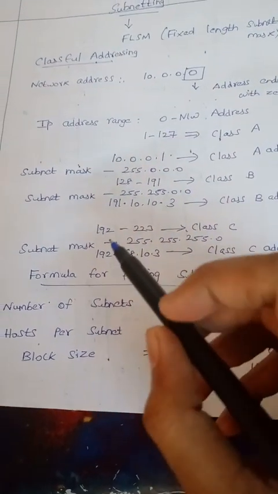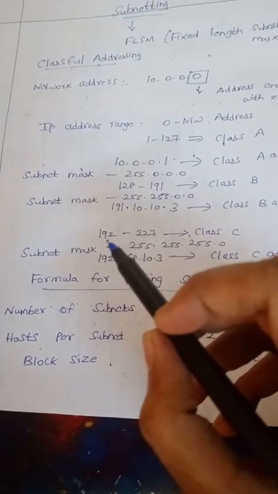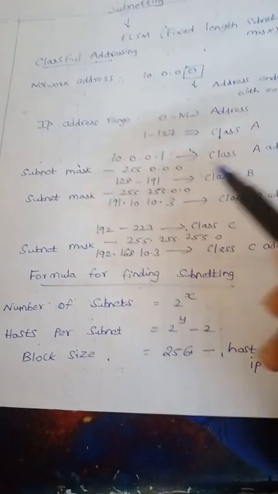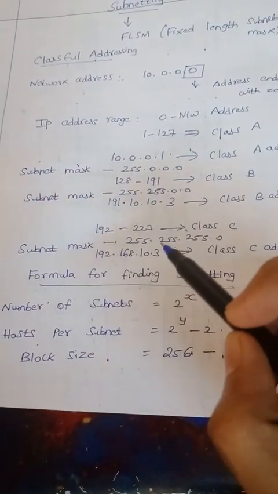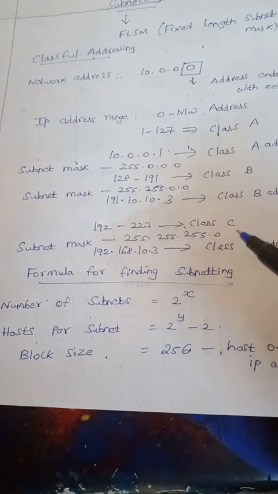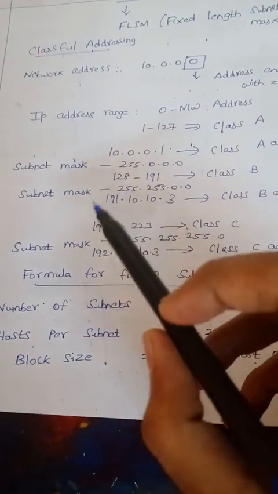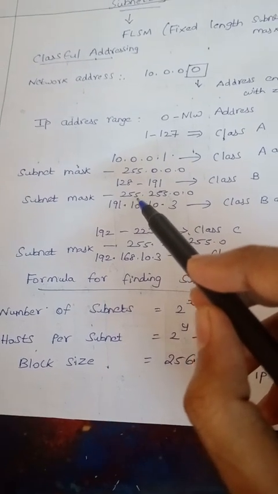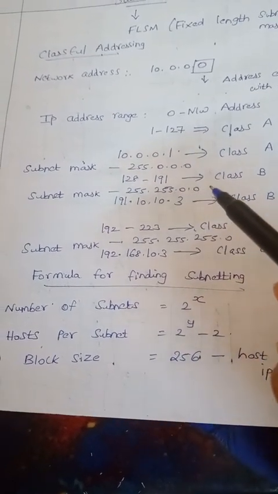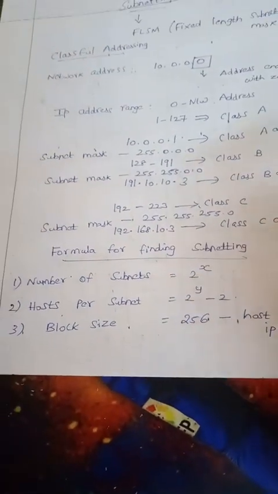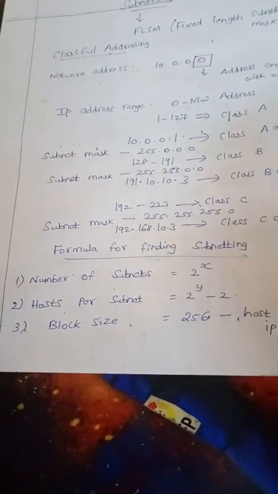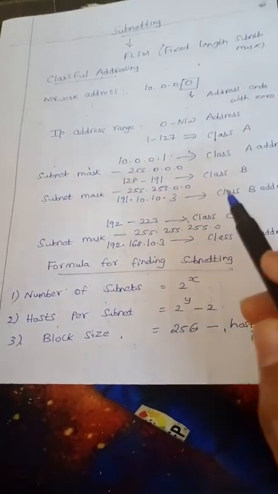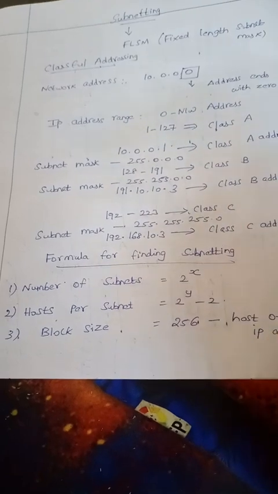If it is class C, its range will be 192 till 223, and that will be represented as a class C IP address. Its subnet mask will be 255.255.255.0. Sorry, I forgot to mention the class B subnet mask. The class B subnet mask will be 255.255.0.0. Through this we can solve problems for class C, class B and class A. In this session we will discuss only class C problems.